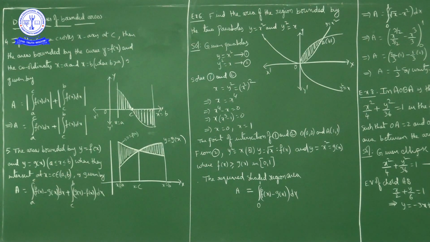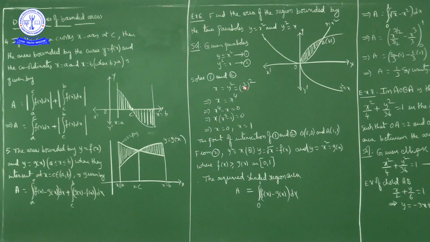Now the question is to find the area of the region bounded by two parabolas, y is equal to x square and y square is equal to x. So y square is equal to x is a parabola symmetrical about the x axis. X square is equal to y is a graph symmetrical about the y axis. First of all, we will find the point of intersection of these two curves. From the rough graph itself we can observe that these two are intersecting at 0, 0 and intersecting again in the first quadrant. That point we have to find.